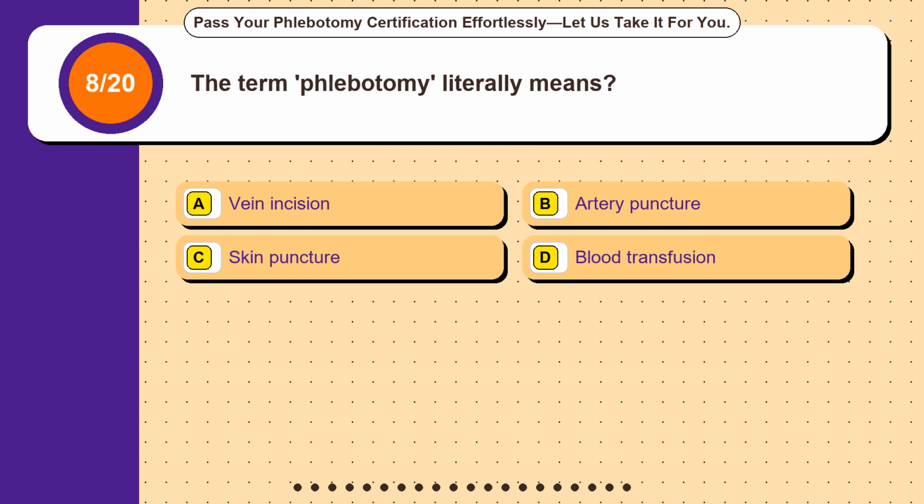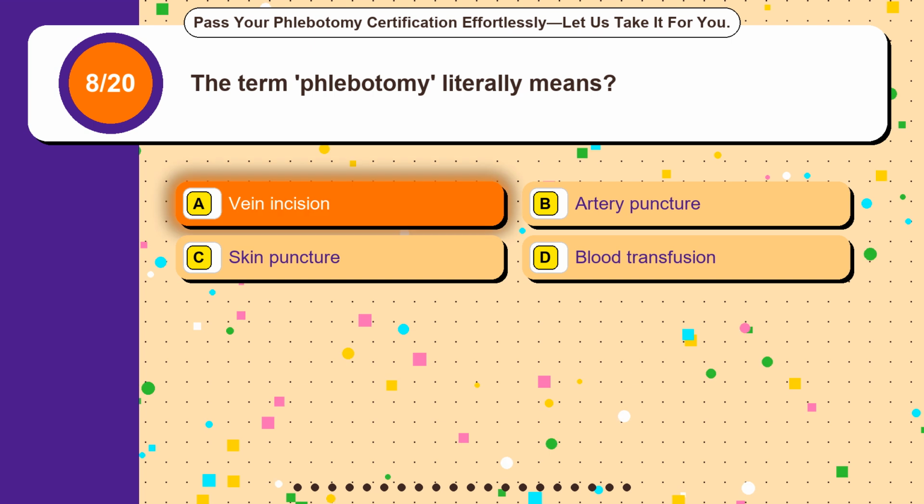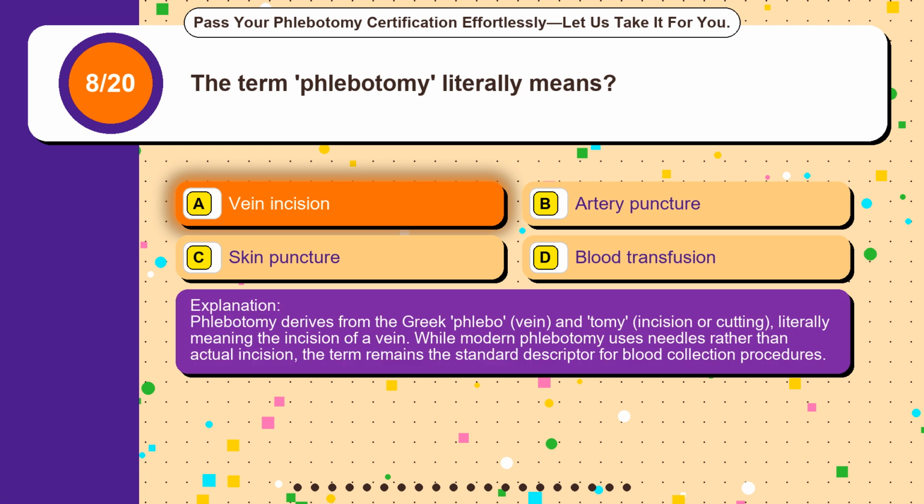Question 8. The term phlebotomy literally means: Option A, vein incision. Option B, artery puncture. Option C, skin puncture. Option D, blood transfusion. The correct answer is Option A, vein incision. Phlebotomy derives from the Greek phlebo, vein, and tomi, incision or cutting, literally meaning the incision of a vein. While modern phlebotomy uses needles rather than actual incision, the term remains the standard descriptor for blood collection procedures.